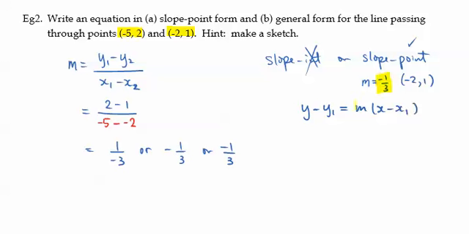The slope will go here. Then the x coordinate of your point will go here. The y coordinate of your point will go there. y minus 1 equals -1/3 times (x minus -2). Minus a negative becomes a plus. So that would be the slope point form in this case.